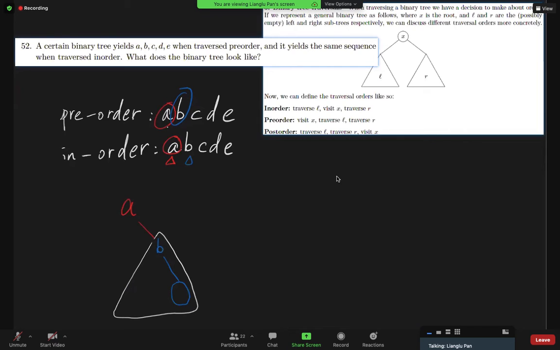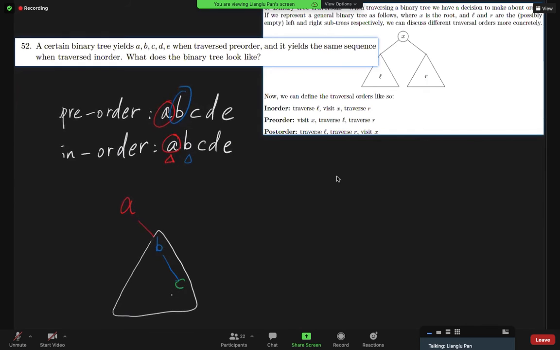So all the other nodes, all three nodes C, D, E, must be in the right subtree of node B. Now for nodes C, D, E, again we try to identify the root node of this subtree and then follow the same process. It should be clear enough to say C must be the root node of this subtree. And again, we shouldn't have any left subtree of this node. Then we have node D and node E.